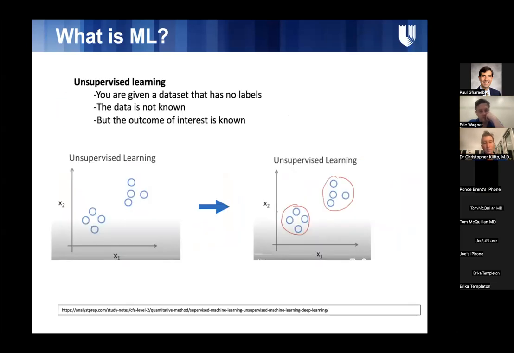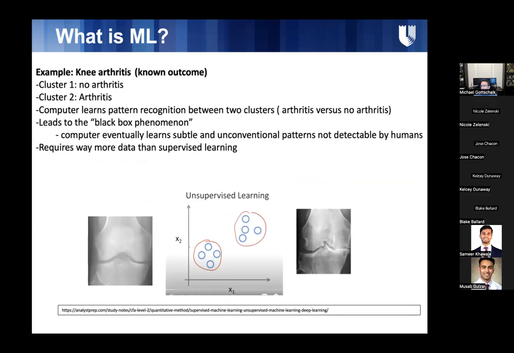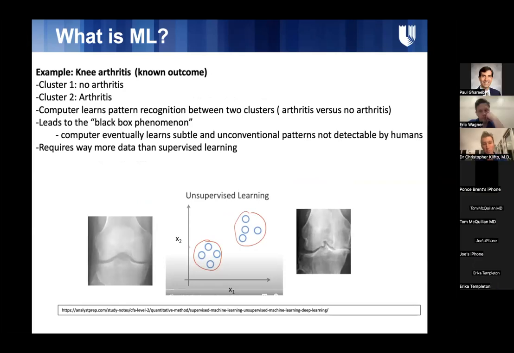But in unsupervised learning, you're given a data set that has no labels. Now, I'm going to give you an example of this, so hopefully it makes more sense. The data is not known, but the outcome of interest is known, right? So let's just say this is an example of an unsupervised learning model. In cluster 1, you can see there's no arthritis. We'll just say that's on the left. In cluster 2, there's arthritis. So what your algorithm does is the computer learns pattern recognition between the two clusters. Arthritis versus no arthritis will lead to something called the black box phenomenon.